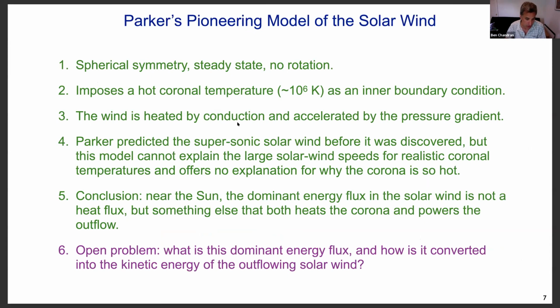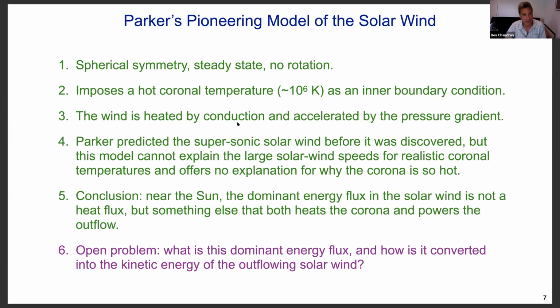It was very controversial. At first, somewhat famously, when Parker submitted this paper for publication to the Astrophysical Journal, the referees rejected it. And it was only through the intervention of the editor, Chandrasekhar, that the paper got published in 1958. And then a few years later, the solar wind was discovered, and it was a great triumph for Parker and the birth of the study of the solar wind.